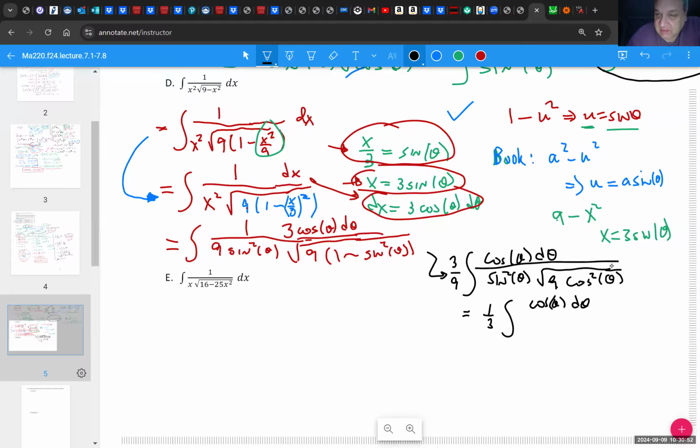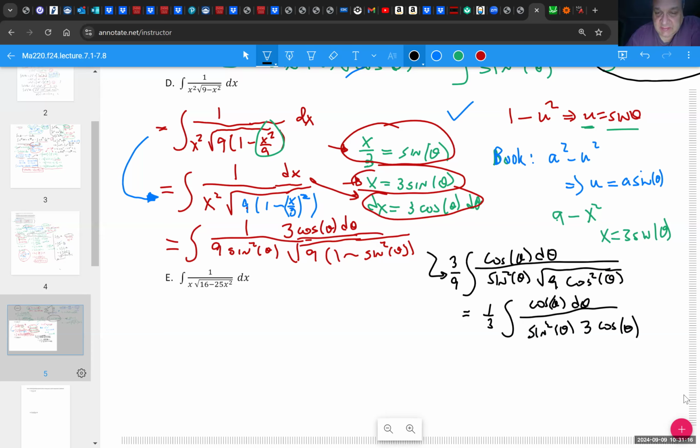I'll get over it. So I have 1/3 on the outside. I have cosine theta d theta on the top. On the bottom, I have a sine squared. And I also have the square root of 9 cosine squared, which is just 3. Square root of 9 is 3. Square root of cosine squared is cosine. Okay, error-free. There we go. The 3 I can take on the outside.